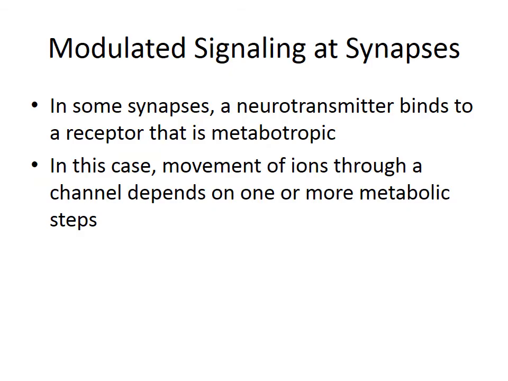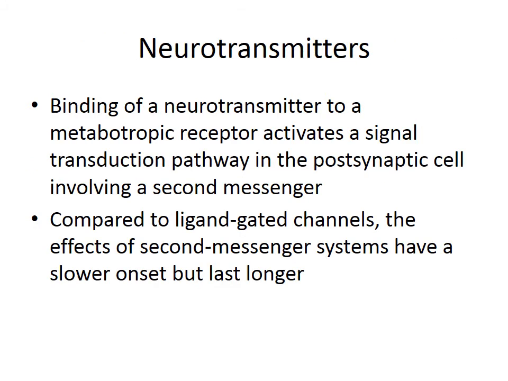There's also modulated signaling at synapses. In some synapses, a neurotransmitter binds to a receptor that is metabotropic. In this case, movement of ions through a channel depends on one or more metabolic steps. Binding of a neurotransmitter to a metabotropic receptor activates a signal transduction pathway in the postsynaptic cell involving a second messenger. Compared to ligand-gated channels, the effects of a second messenger system has a slower onset, but it lasts longer.